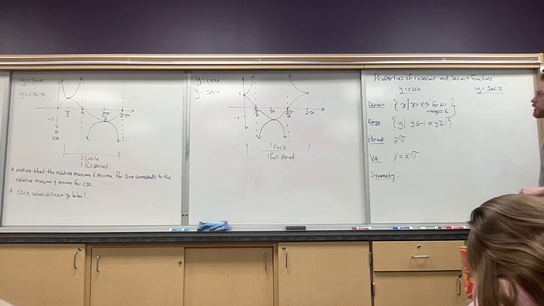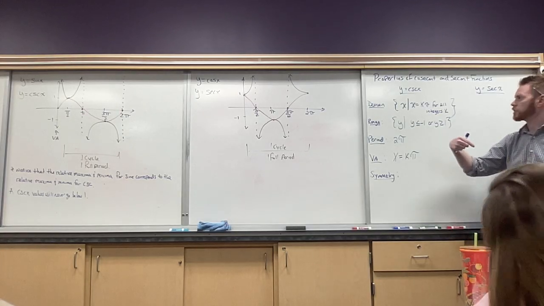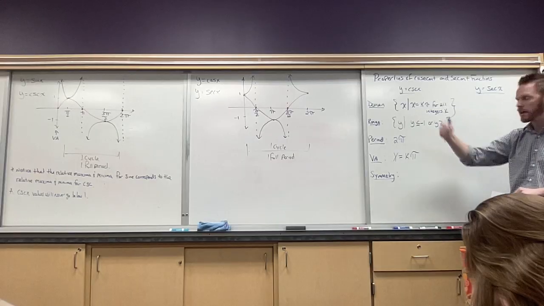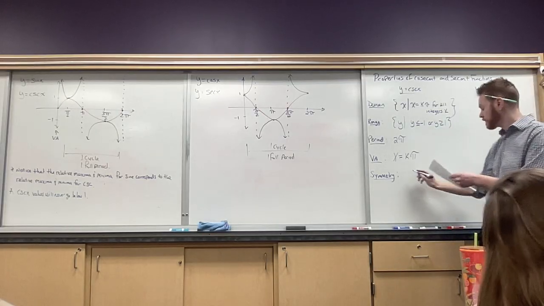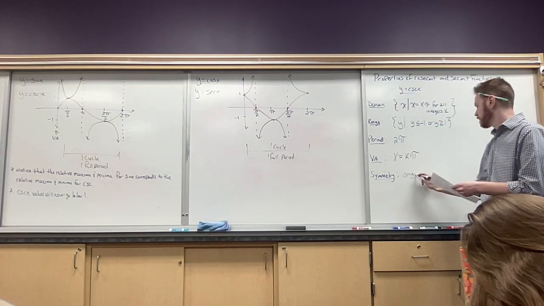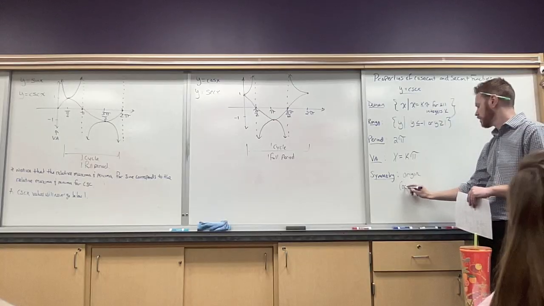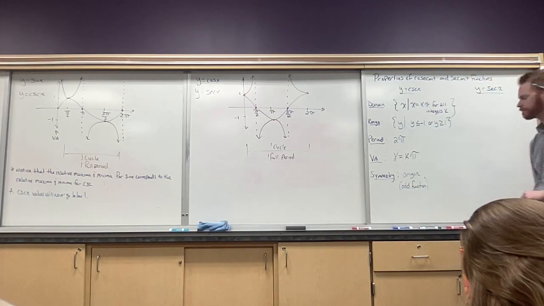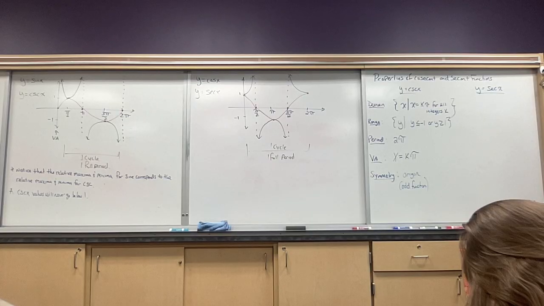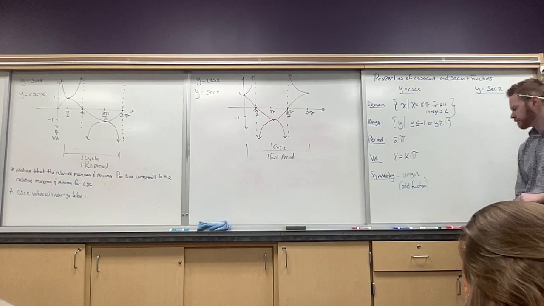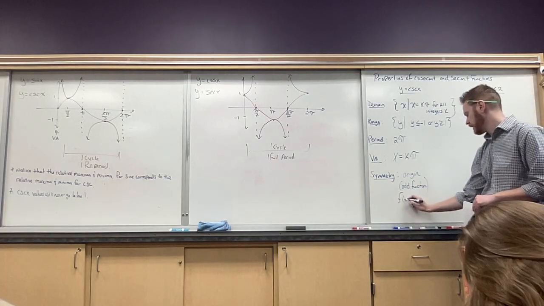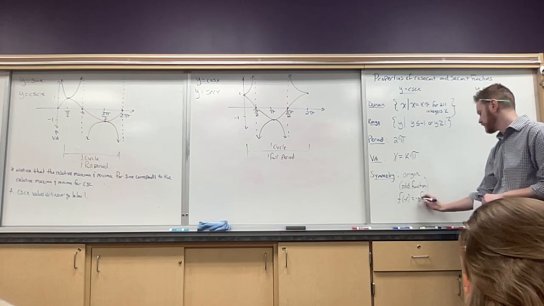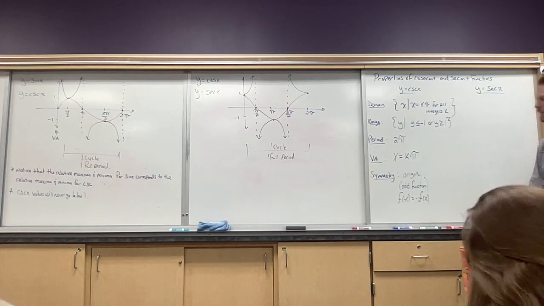And the symmetry, we know that sine is an odd function. Well, cosecant follows the same pattern. So it has origin symmetry. Okay, and I'll put here because it's an odd function. In other words, if I were to plug in a negative for the function, it's the same thing as the y value being negative.